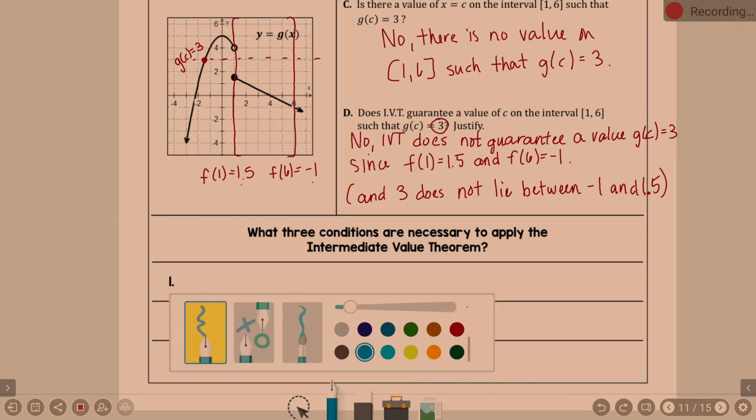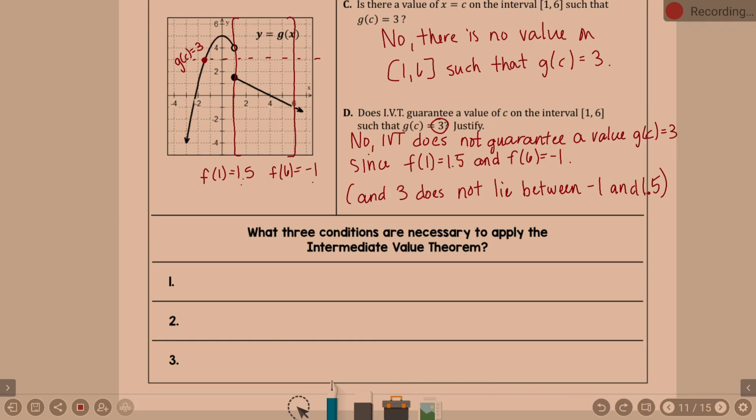Okay. 3 conditions that are necessary to apply the intermediate value theorem. What have we been talking about? First one was f is continuous on the interval a to b. Okay, you can't apply IVT, it just doesn't apply if it's not continuous. Just stop there.